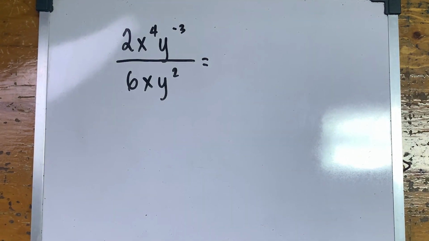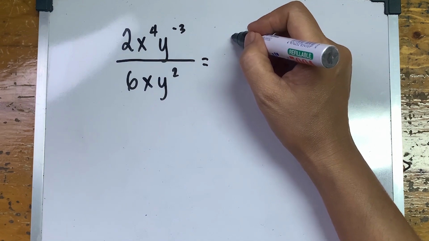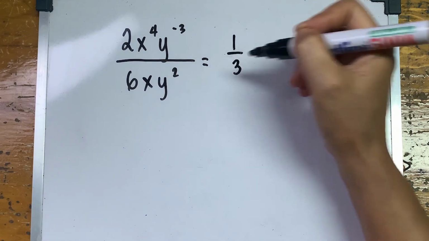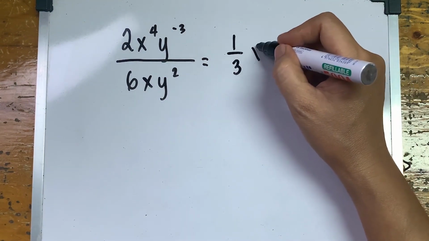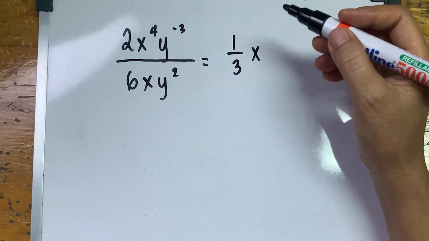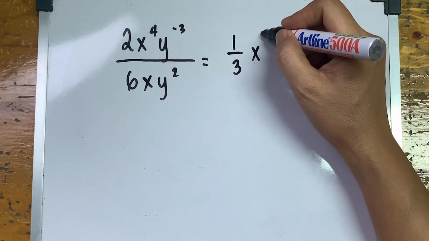Another example. 2x to the fourth y to the negative 3 divided by 6xy squared. Again, let's work with the numerical coefficient. So we have to reduce it. So it will be 1 over 3. And then since it's division, for x, we have to subtract the exponent.